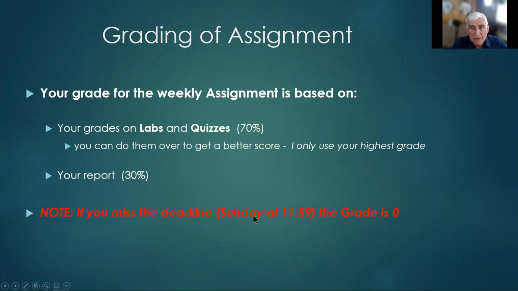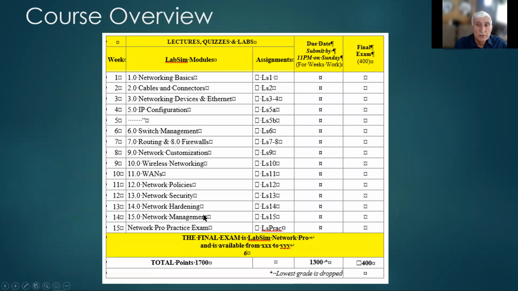And if you miss an assignment by the deadline, the grade is 0. And that's a really important lesson to learn in business. If your boss requires a report from you at 9 o'clock Monday morning, and you give it to them at 9 o'clock on Tuesday morning, you're not going to be around long. So it's really learning soft skills, learning how to do things on time. That's important.